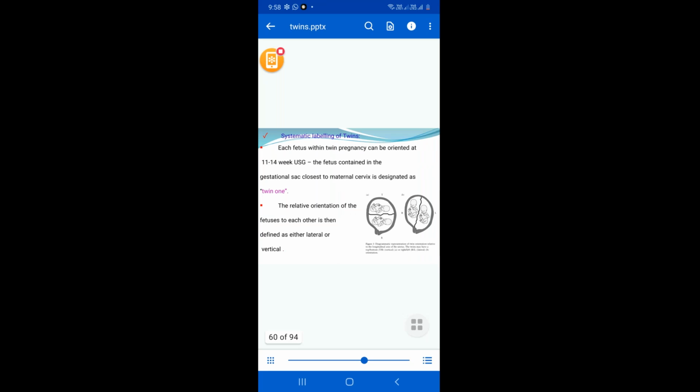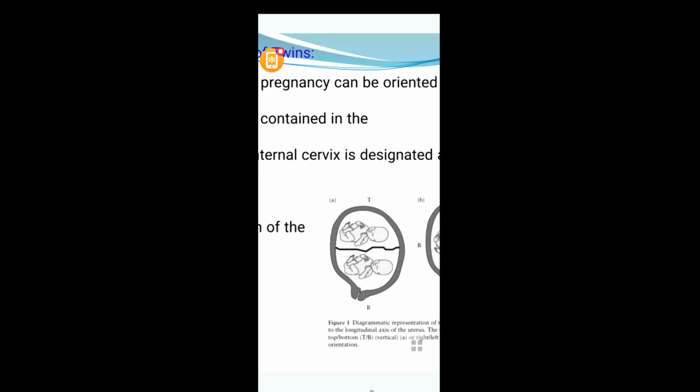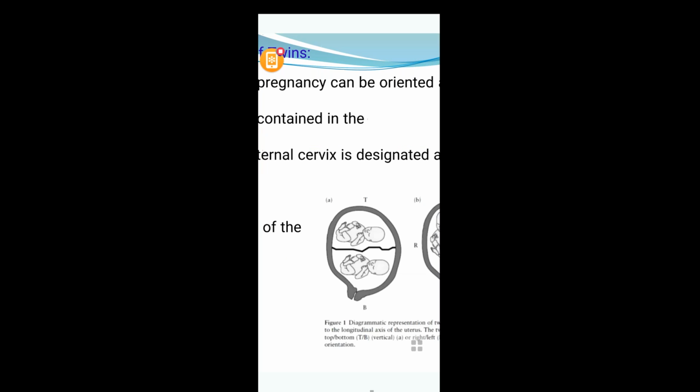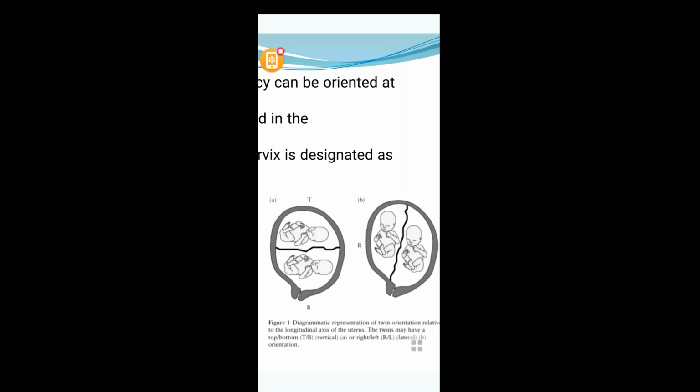Now you need to know how to label the twins, that is twin 1, twin 2. Each fetus within the twin pregnancy can be oriented at the 11 to 14 weeks ultrasound. The fetus contained in the gestational sac closest to the maternal cervix is designated as twin 1. The relative orientation of the fetuses to each other is then defined as either lateral or vertical. This diagram shows it: in the first diagram, the lower one will be twin 1 and the upper one will be twin 2. If they are lateral, then you need to name the twins by side, right and left.